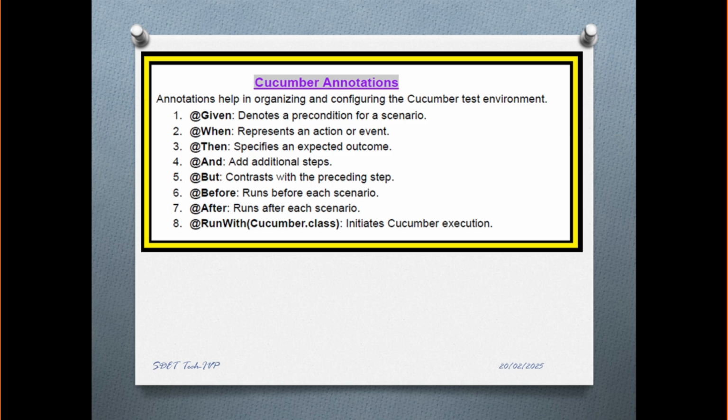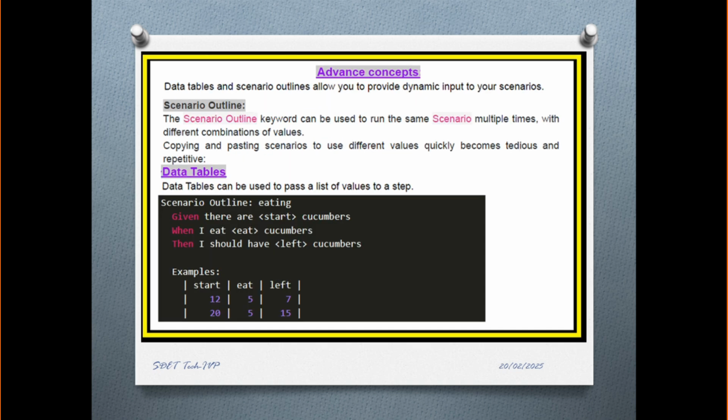This annotation is always used with your runner class to initiate your Cucumber execution. And the next advanced concept: we have two more things. What is data table and scenario?